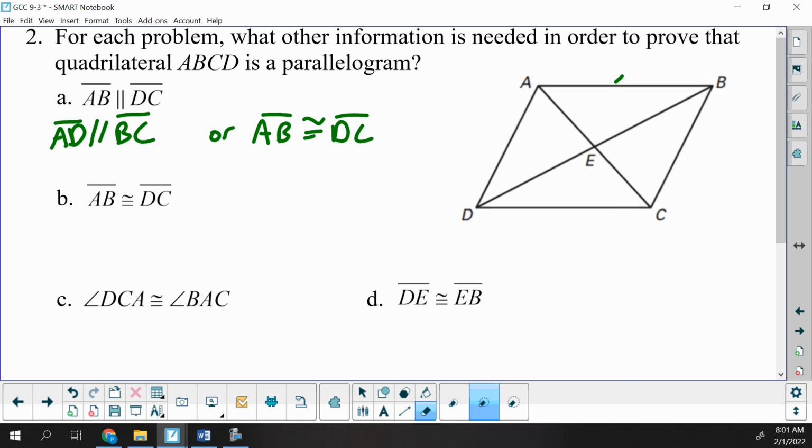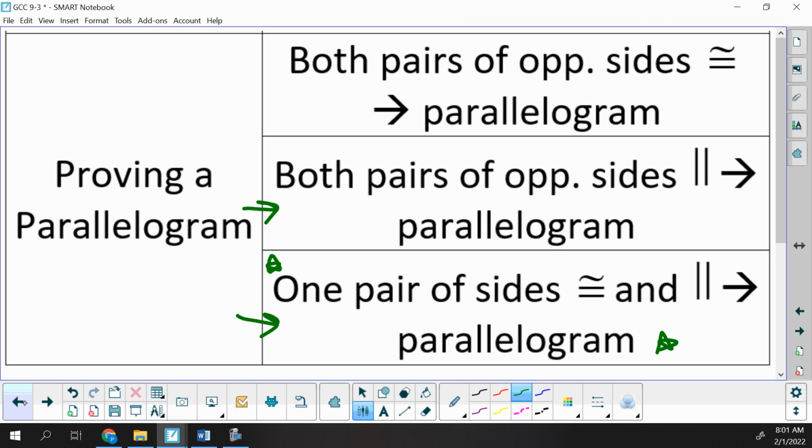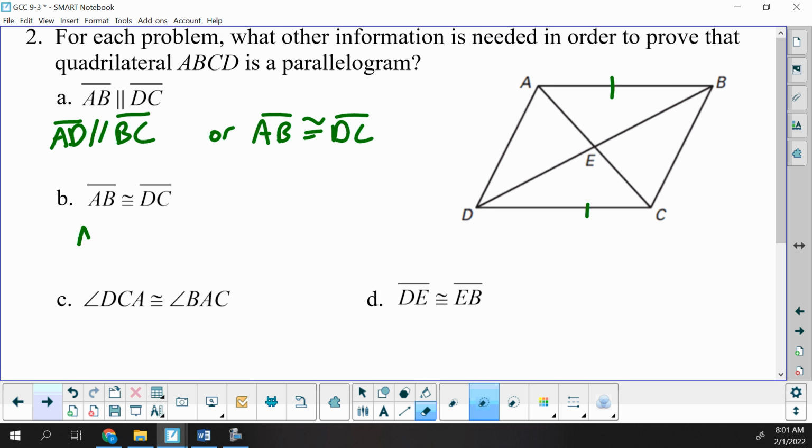So let's erase our markings we had put on there. Now for part B, we've got AB congruent to DC. So let's mark that up. Well, we've already got one set of congruent sides. So if we already know we have one set of congruent sides, we could get the other set of sides congruent, or we could get the same set of sides to be parallel. So we have 2 options here. We could get AD to be congruent to BC, or we could get the same set of sides to be parallel. So you could have AB parallel to DC.